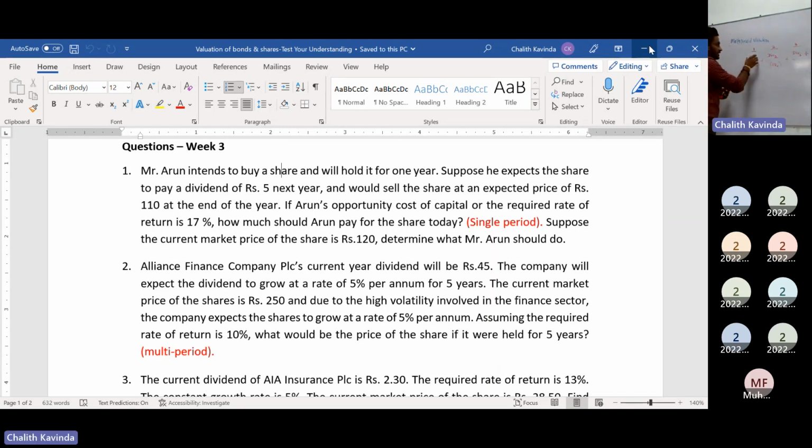So you are using a share for more than one period. Then you need to analyze the net cash inflows for 3 years and you need to discount it. Then you can get the present value of the share. That is what we know as multi-period valuation.